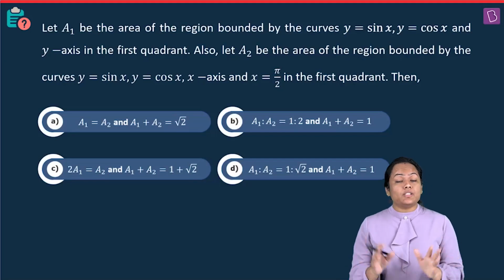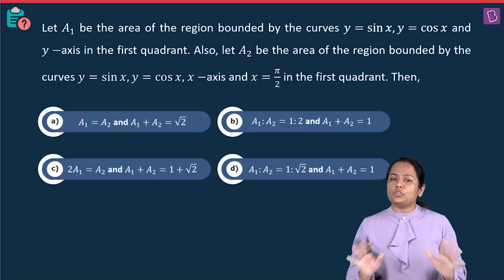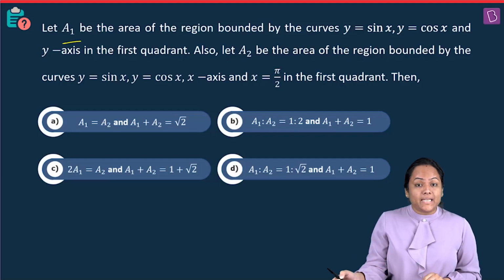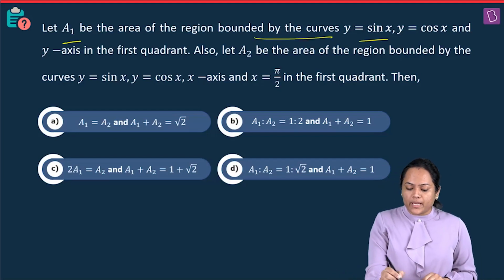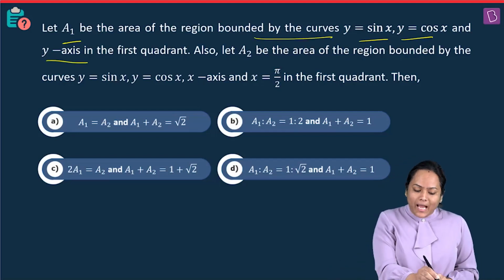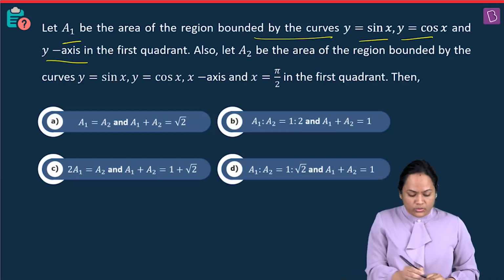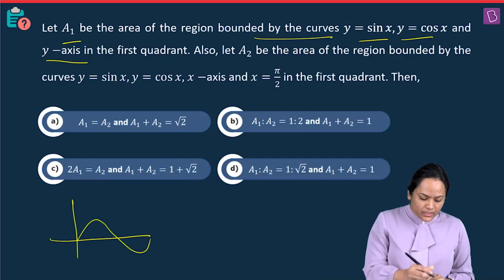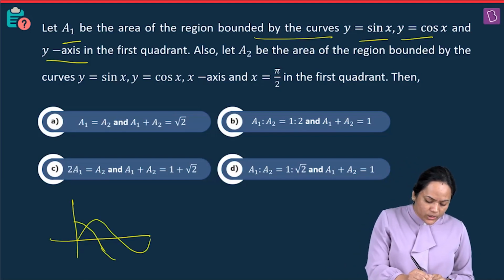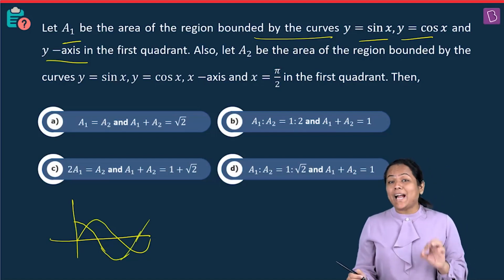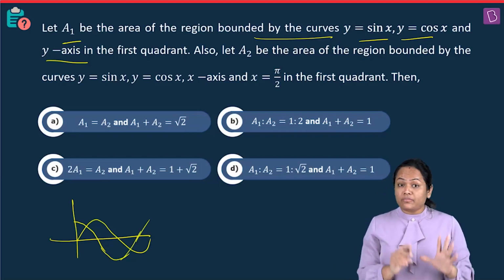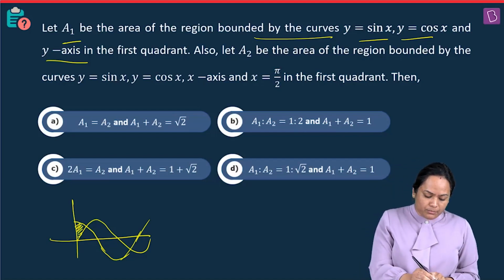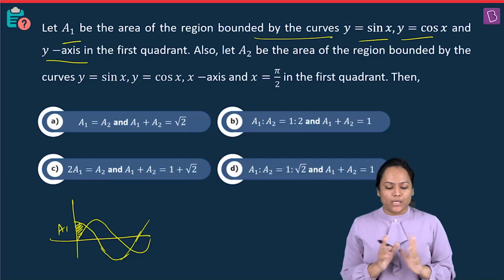Well, the next question is from area under the curves, and trust me guys, it's not at all a difficult question. What the question is saying, let A1 be the area of region bounded by the curves y is equal to sin x and cos x and y-axis in the first quadrant. Okay, so first quadrant, I have to actually plot, let's say, sin x and cos x also. So the area is actually bounded between sin x and cos x and y-axis. Okay, so in first quadrant, if I have sin, cos and y-axis, they are talking about this part, right? So this is my A1.